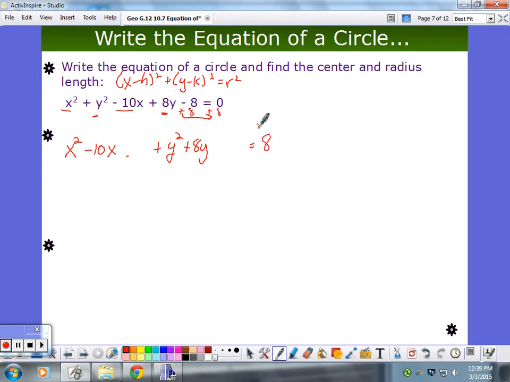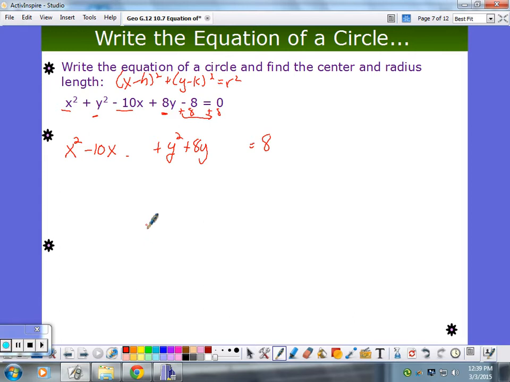So all I've done so far is use the commutative property of addition to regroup the x's and the y's that are together, and the addition property of equality to move that guy over to the other side. And if you're following me, hopefully you are, this is that first example right under where it says write the equation of the circle. We all know where we are. We're writing the notes there.